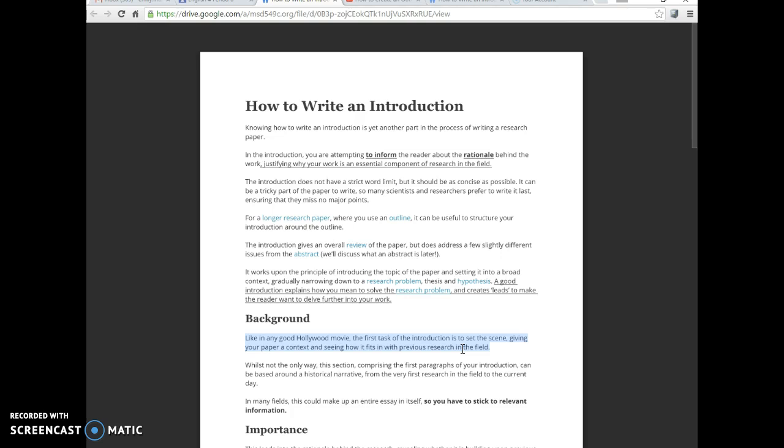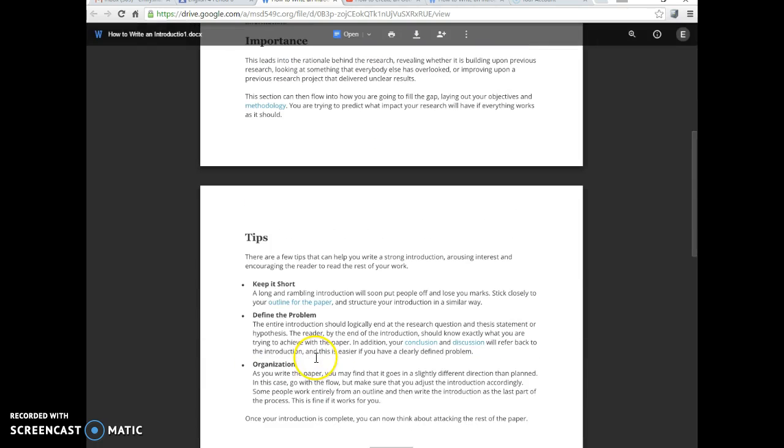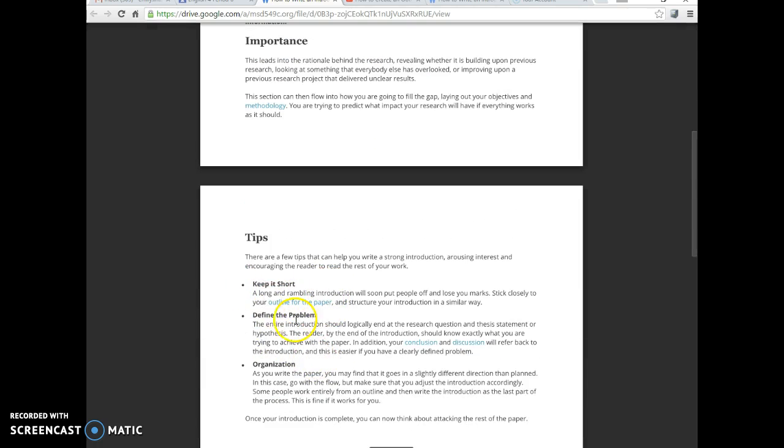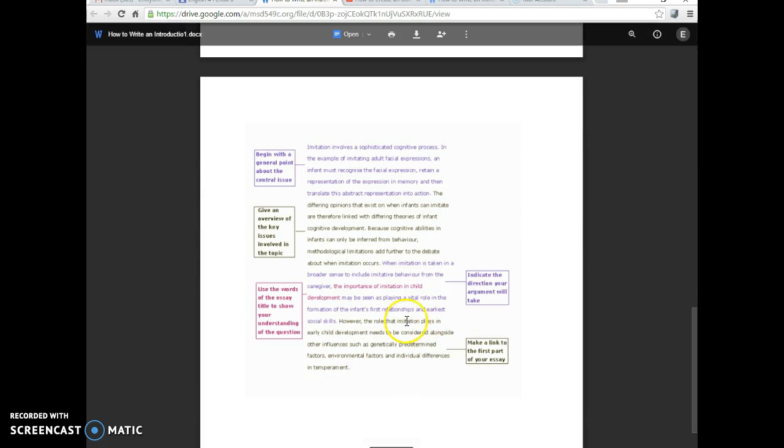So that's just kind of the background. The importance, this leads to the rationale behind the research, and then some tips. Keep it short, define the problem, and organize your paper. And then here's just an example below that you can read about.